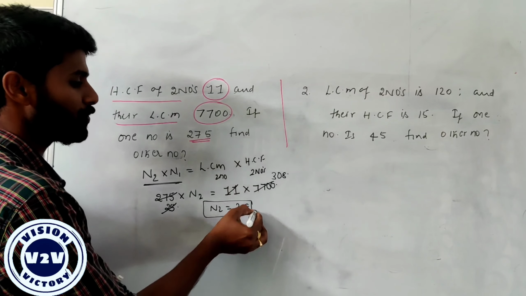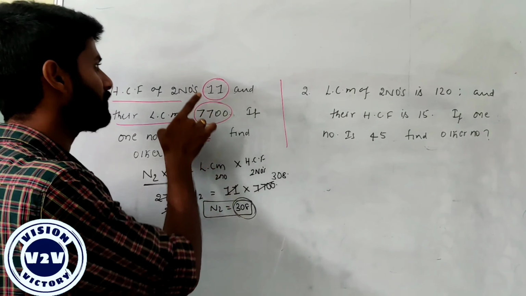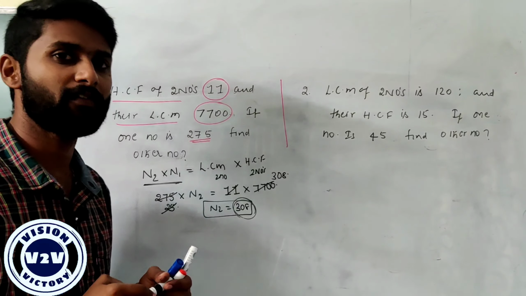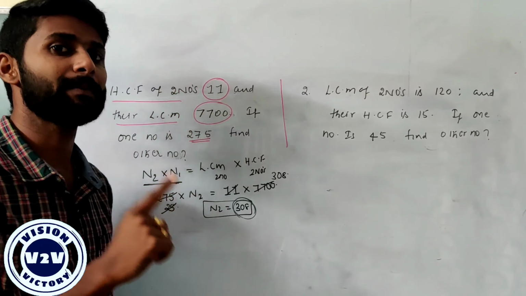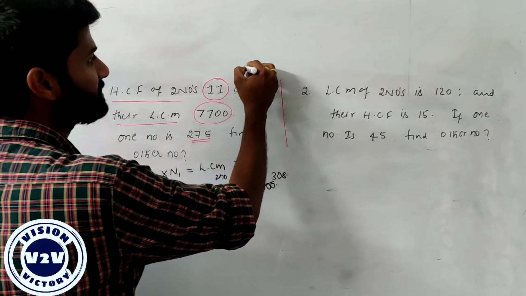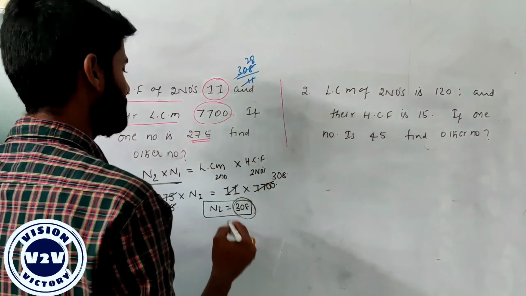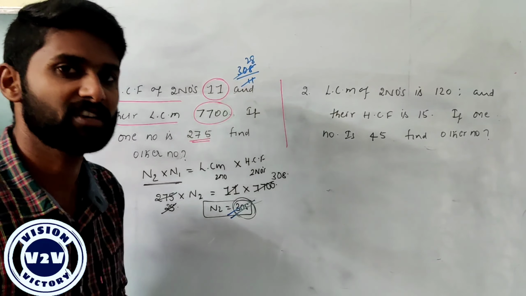If you go through the options, 308 is an option; first check it out. The number is always divisible by the HCF. If it is exactly divisible, the number is true. Otherwise, that is false. Then check it out: is 308 divisible by 11? 11 ones are 11, 11 twos are 22, 11 eights are 88. Means the other number is absolutely 308.